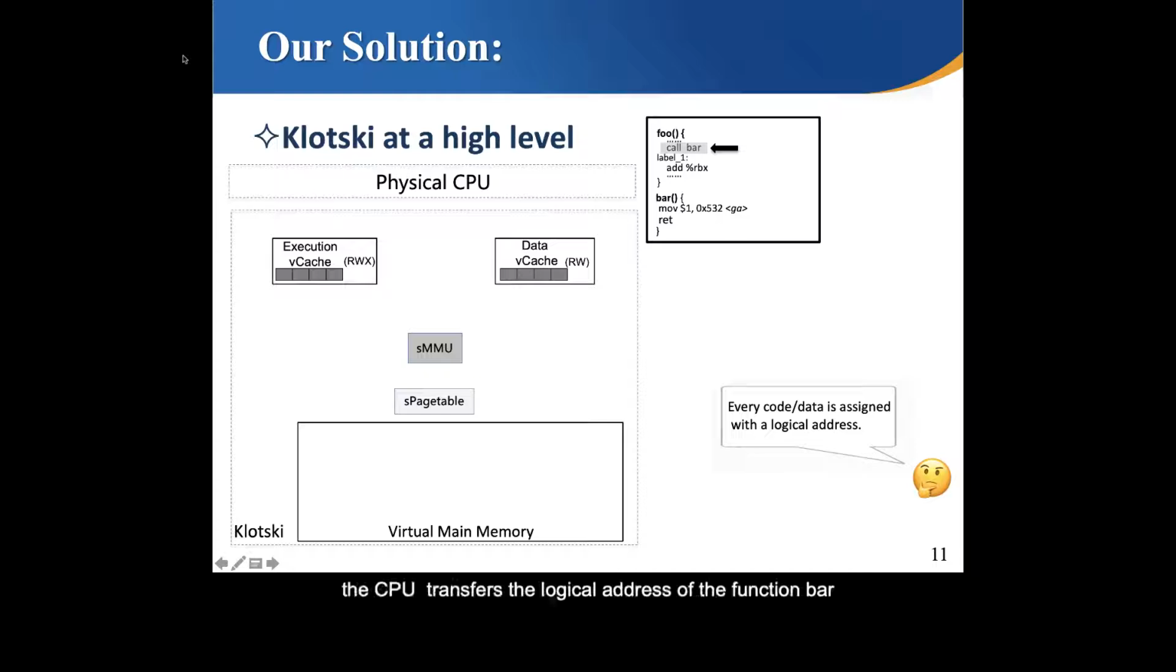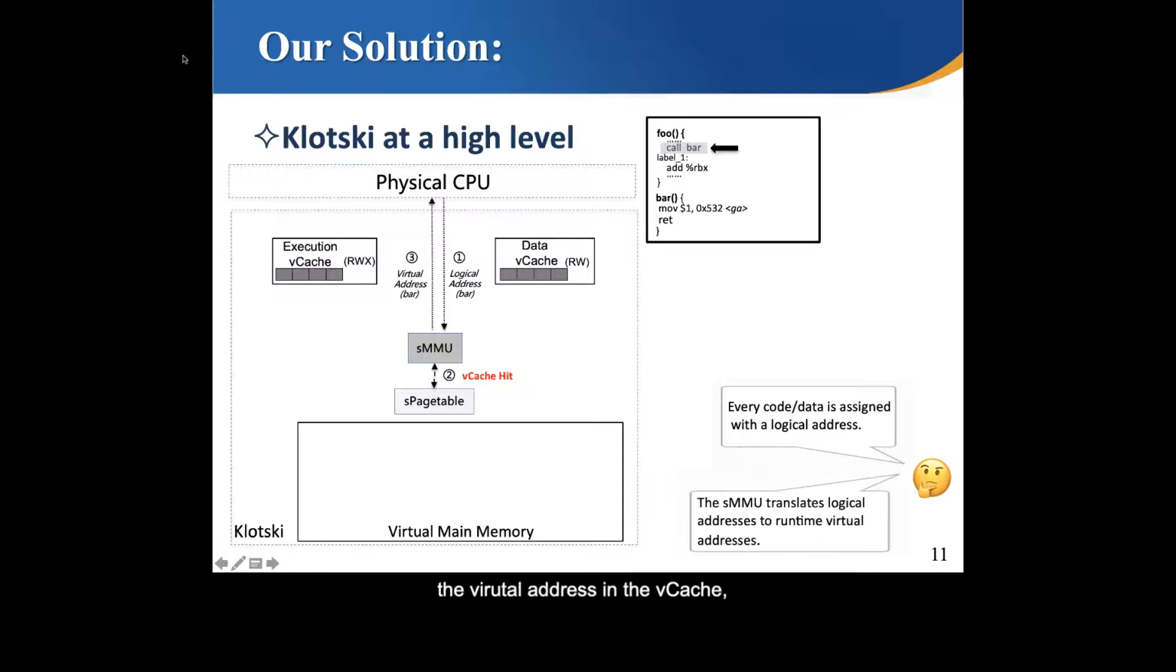To call bar, the CPU transfers the logic address of the function bar to the SMMU. Next, the SMMU looks up the S-page table and finds the corresponding entry is valid. That means a cache hit, so the SMMU directly translates bar's logic address to the virtual address in the vcache, and returns the address to the CPU for fetching. Then, the control flow jumps to bar.